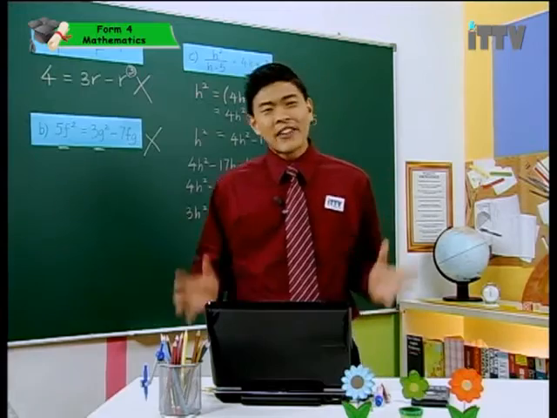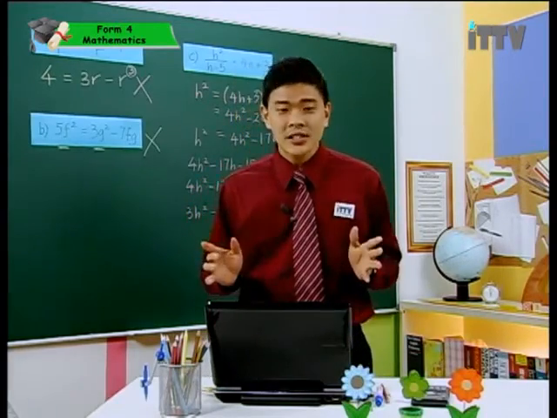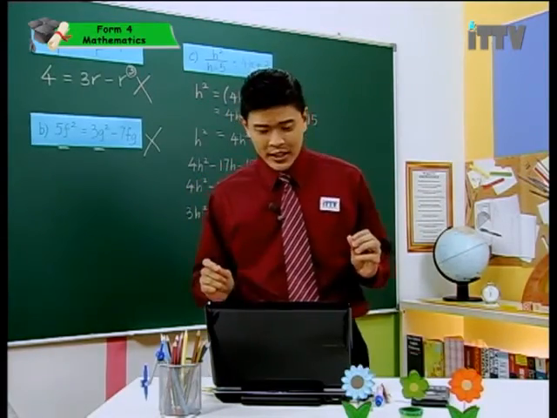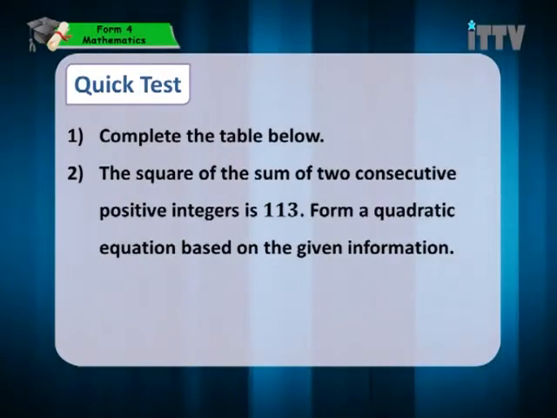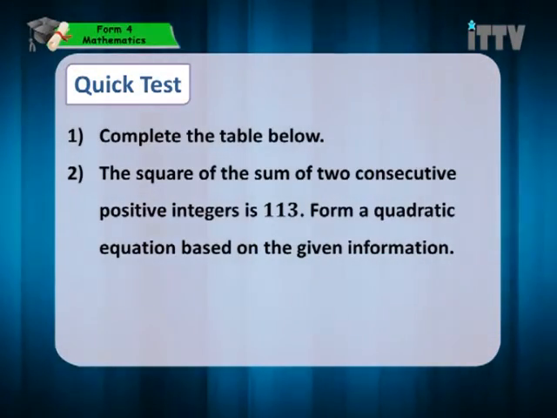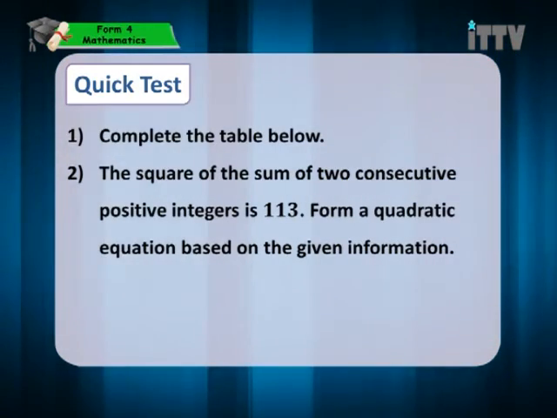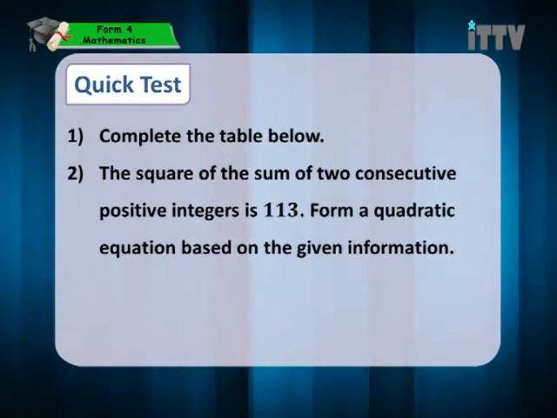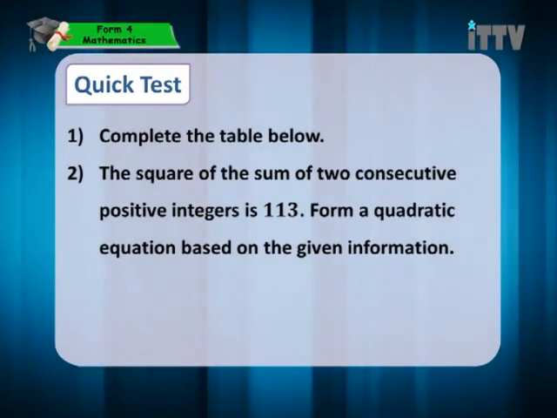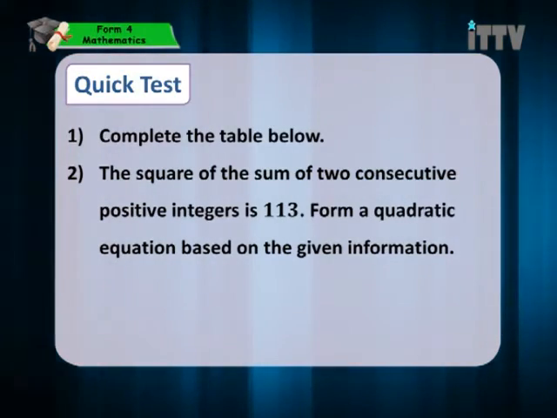Alright guys, enough of me talking now. Why don't you try some? Alright, that brings us to our quick test segment for today. I want you now to complete the table below. And for question 2, the square of the sum of two consecutive positive integers is 113. Form a quadratic equation based on the given information.